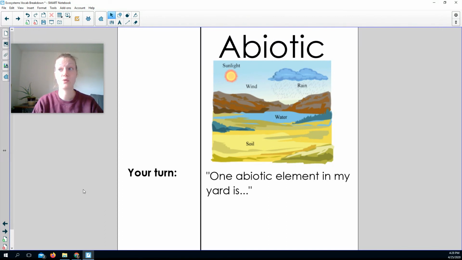Now it is your turn. One abiotic element in my yard is blank. Make sure you restate, you have a complete sentence, you're using the word, and that you're using the text-to-speech if you can.